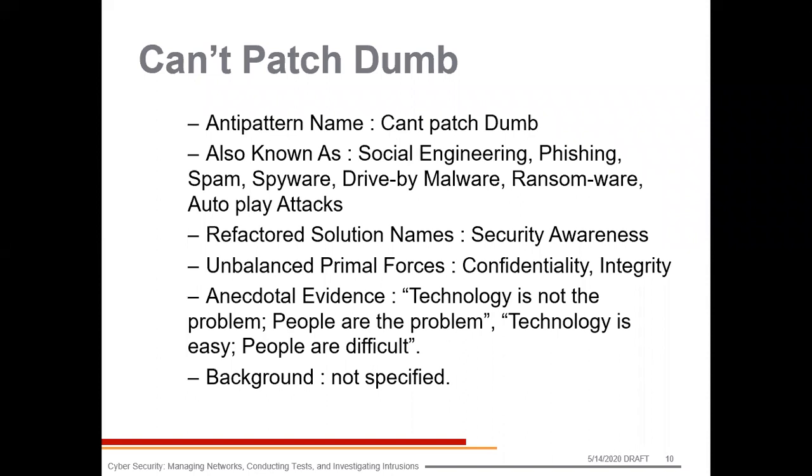So what is the unbalanced primal force related to this can't patch dumb? Confidentiality and integrity are getting affected. So what is the proverb that supports this can't patch dumb? Technology is not the problem, people are the problem. Technology is not giving you any problem, people are the problem. They are clicking on unnecessary things. If they are a little bit careful, then those things can be avoided.